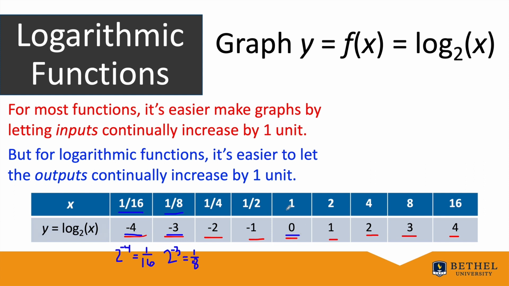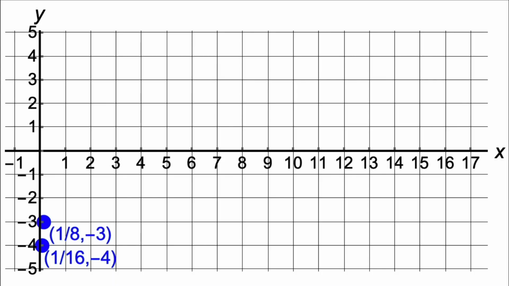The input x equals 1 for any logarithmic function will give you an output of 0 because b to the 0 power will always equal 1 by definition of raising to the 0 power. Make sure you pause the video here and take the time to check the other values as well. Here's a plot of the points we just found.